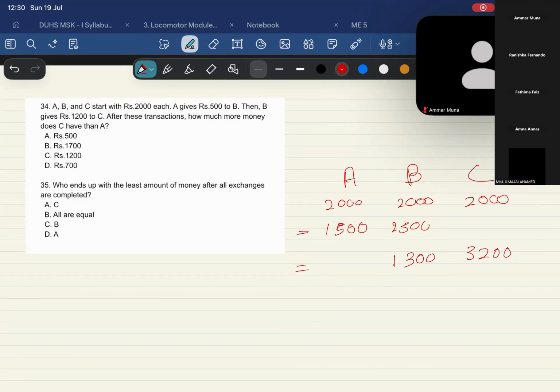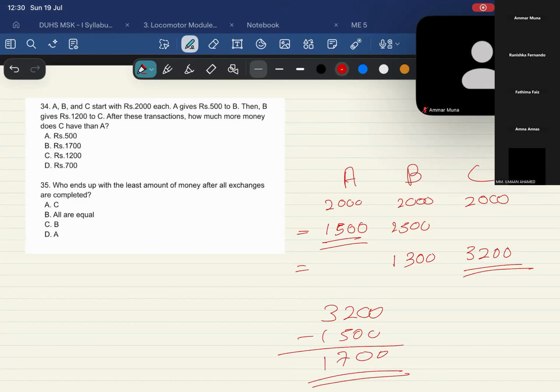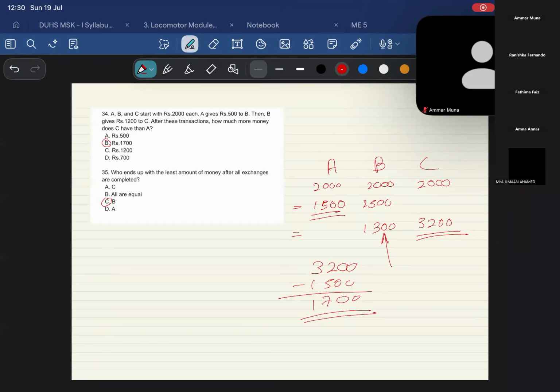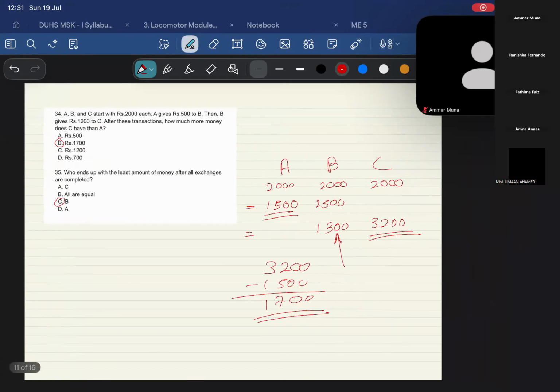So after these transactions, how much more money does C have than A? So C has 3200 and A has only 1500. So 3200 minus 1500, that would be 1700. That would be answer B. Who ends up with the least amount of money after all exchanges are completed? That would be B, right? 1300. This is also a very simple question. Let's move on to our next.